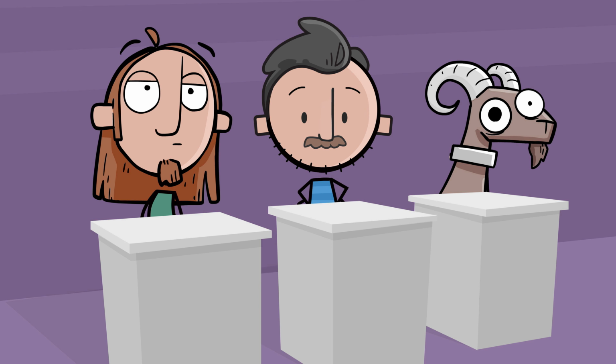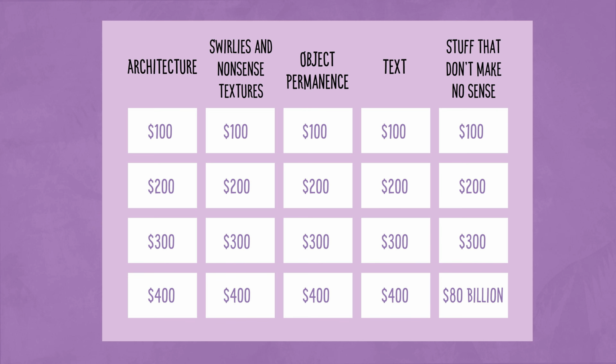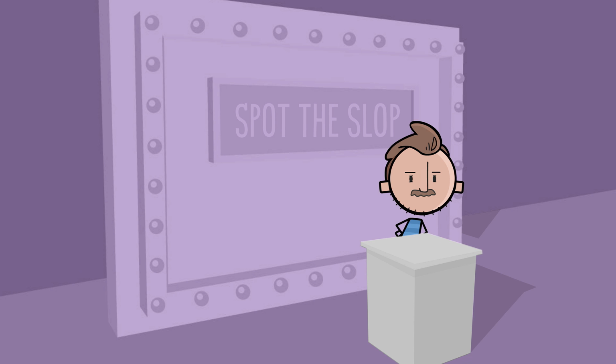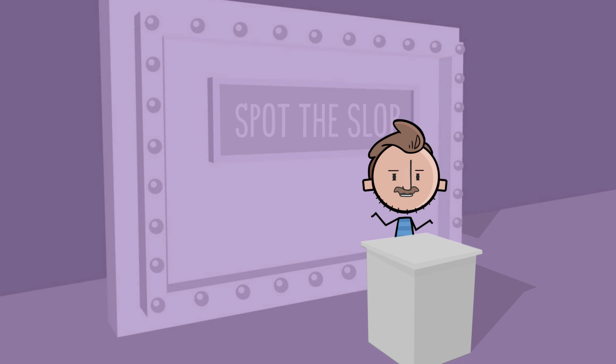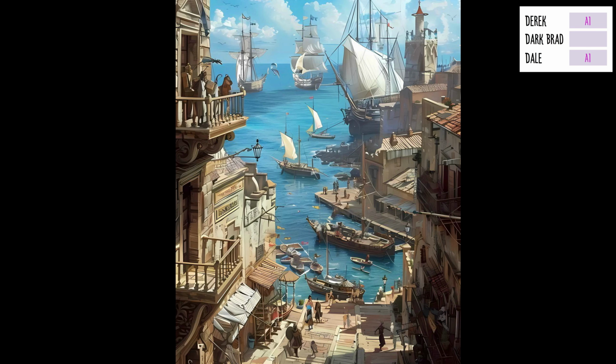So contestant 1, pick your category. I'll take architecture for 100. Architecture for 100. This is your first image. Vote now. What is your guess? Is this AI or was this done by a human? Oh, you guys got it right.